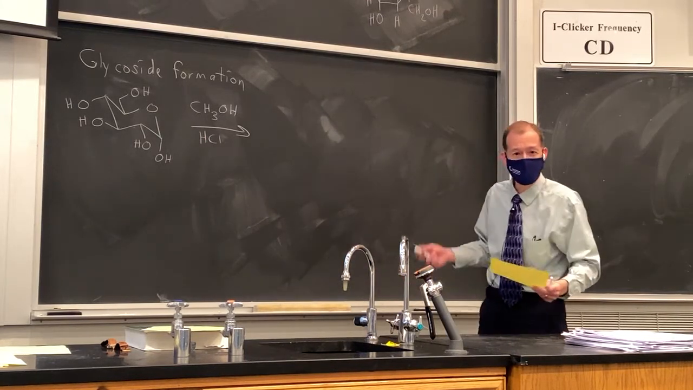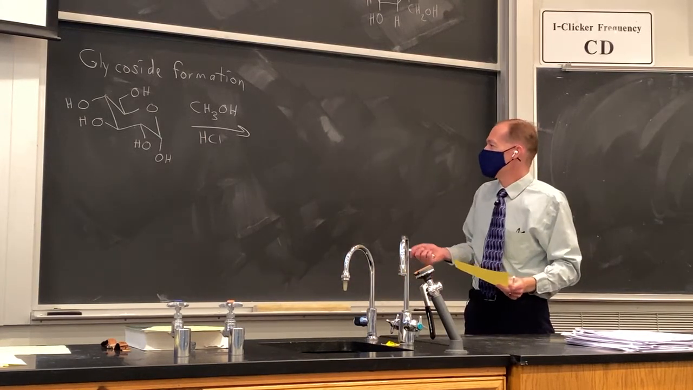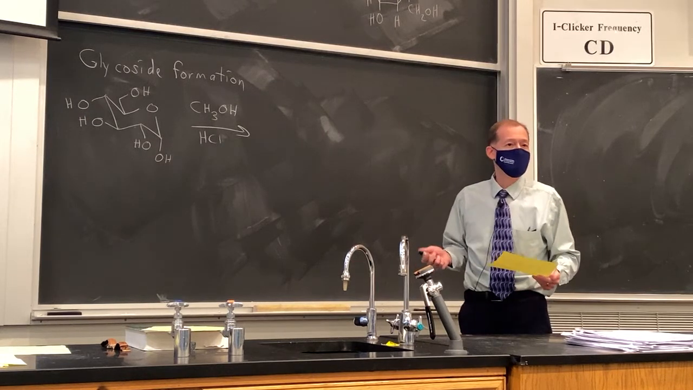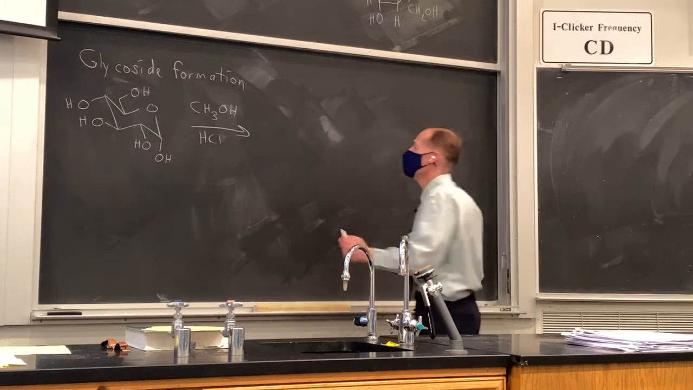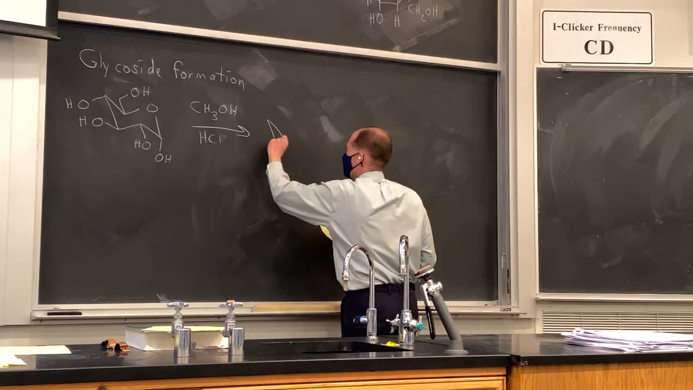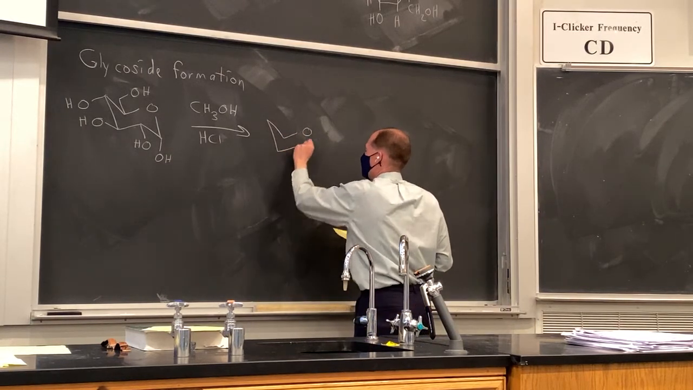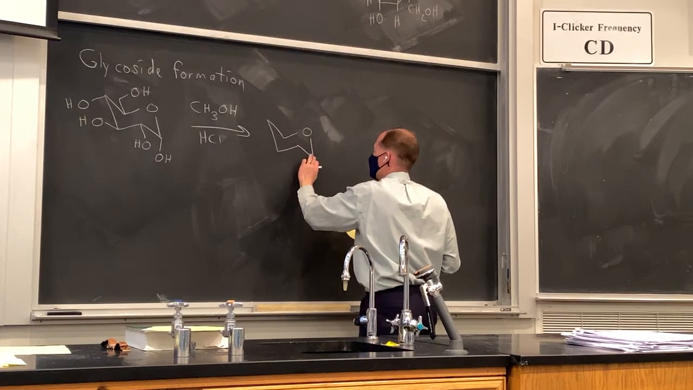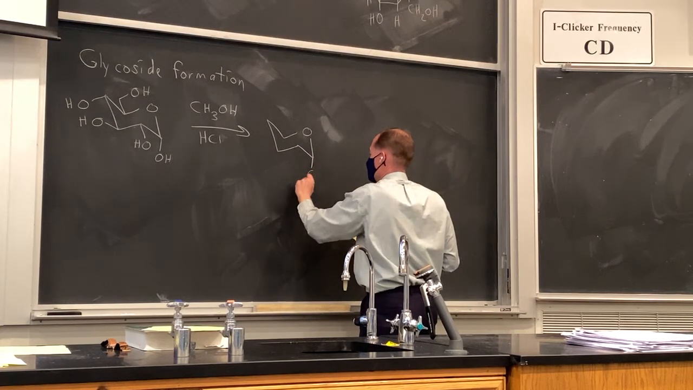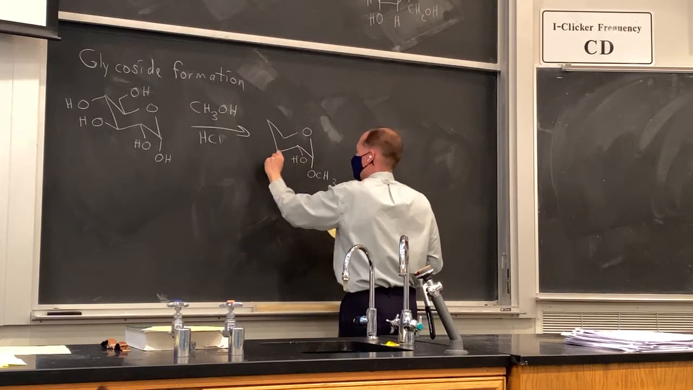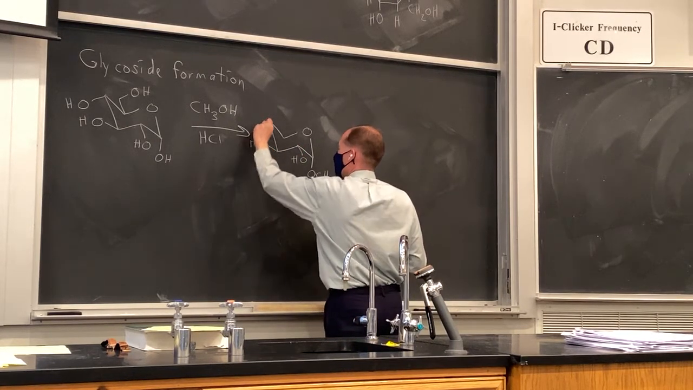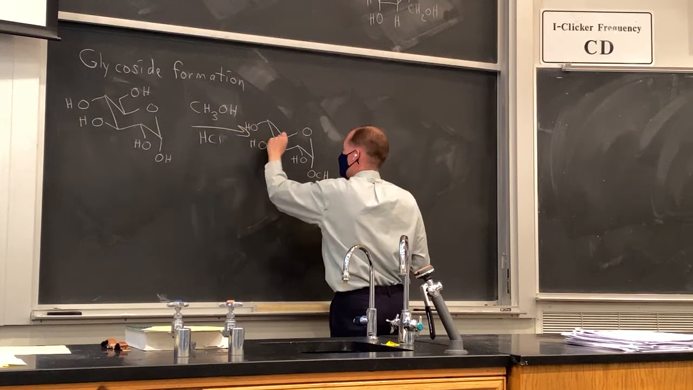And then we'll use HCl as our acid. So what will happen in this reaction is we are going to replace the anomeric hydroxyl with an ether, okay? But only the anomeric hydroxyl. We're not going to make ethers from any of the other alcohols, okay? Those are going to remain as alcohols.